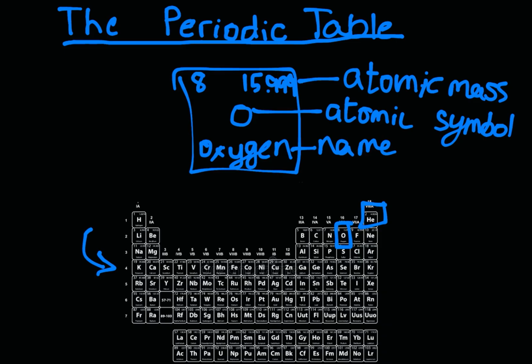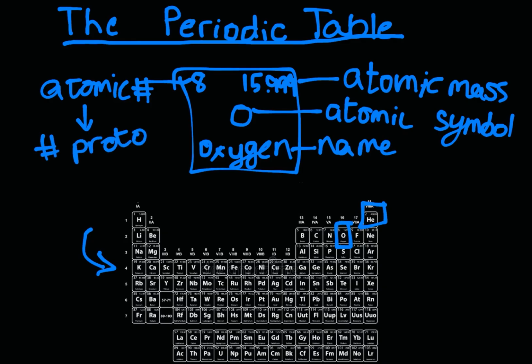Now, we come to the atomic number. Now, the atomic number is pretty important when looking at the composition of the atom itself because it tells you the number of protons in the atom's nucleus and the number of electrons that the atom has, at least in a stable atom. So, in the oxygen atom, you're going to have 8 electrons and 8 protons.